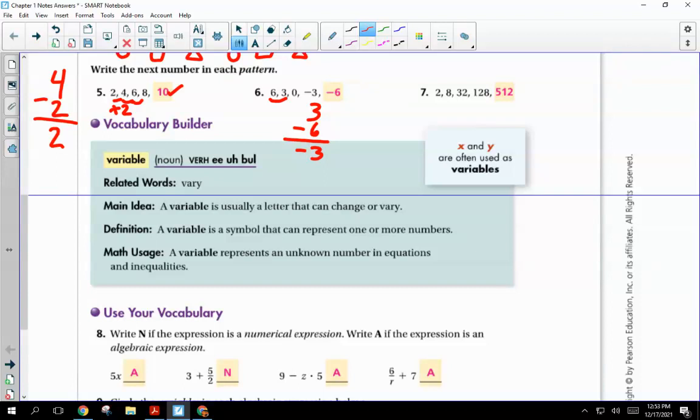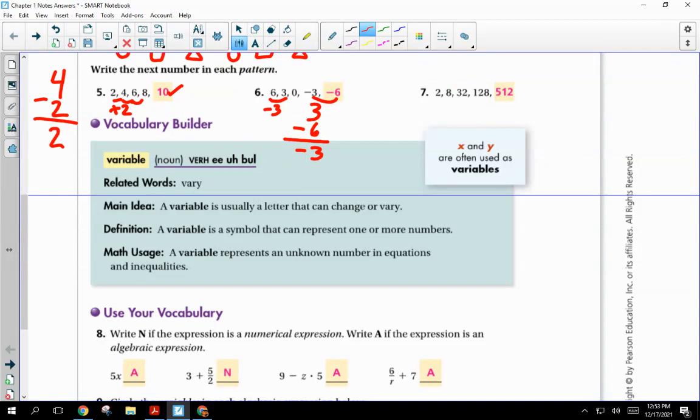Not necessarily the final answer here, or 10. So you're going down by 3 every time. So this is a minus 3, minus 3, minus 3. And from negative 3, minus 3 is negative 6. So here we're just doing addition and subtraction. So you want to subtract to find the answer.